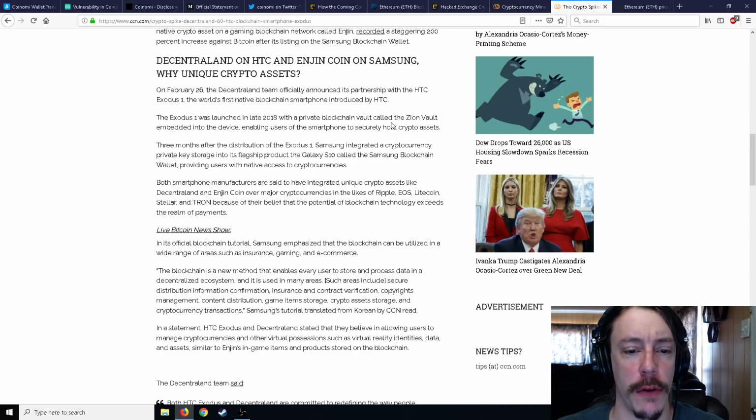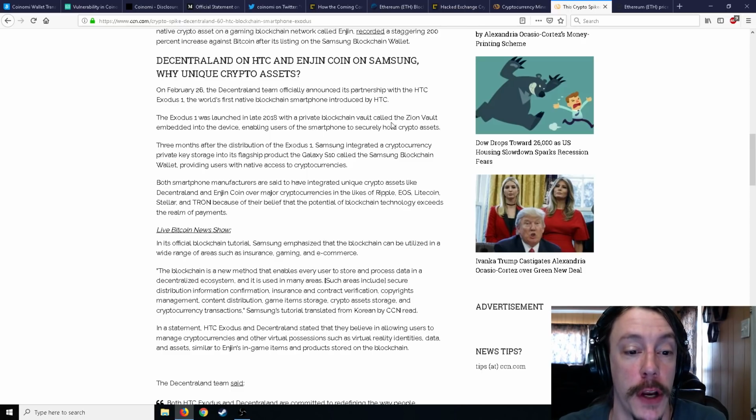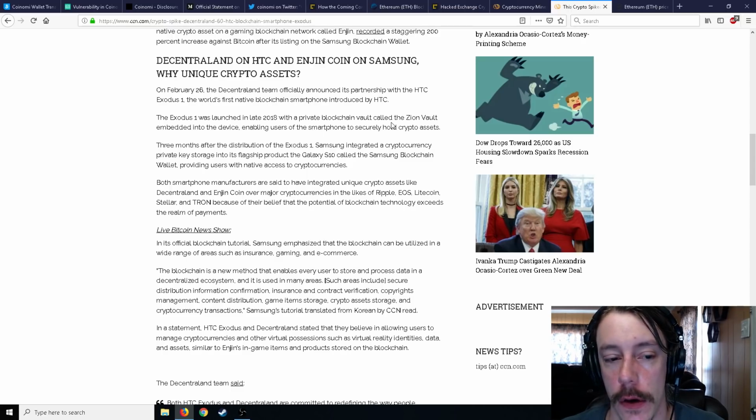The smartphone manufacturers are said to have integrated unique crypto assets like Decentraland and Engine Coin over major currencies like the likes of Ripple, EOS, Litecoin, Stellar, Tron, because of their belief that the potential of blockchain technology exceeds the realm of payments. Well, Tron does more than payments. Technically, there are dApps on Tron, so I don't know why they would say that. But either way, I get what you're saying, that they wanted to add some other ones.